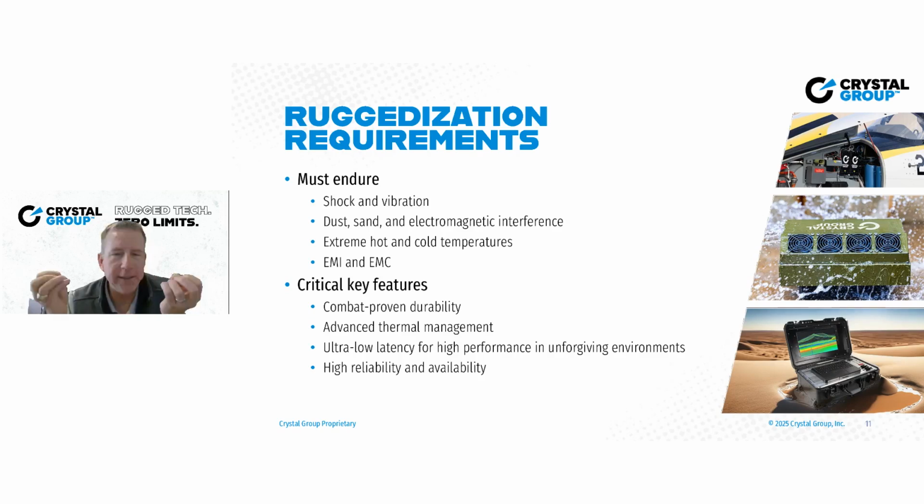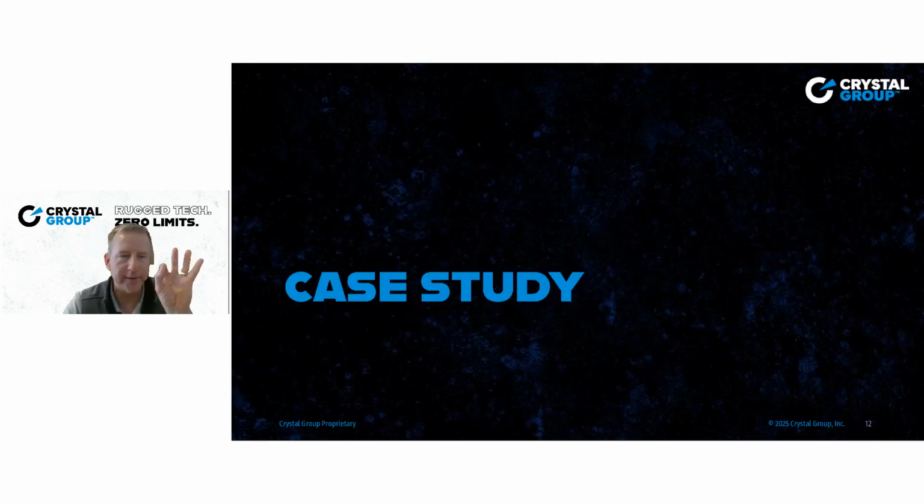Either one of those, you need to make sure you understand what that environment is. Ultimately, what you're endeavoring to do is ruggedize the equipment for three things: durability, reliability, and availability. All right, so ruggedization, speed, and security. Those are the three factors that you're going to take into account when trying to bring AI to the edge.